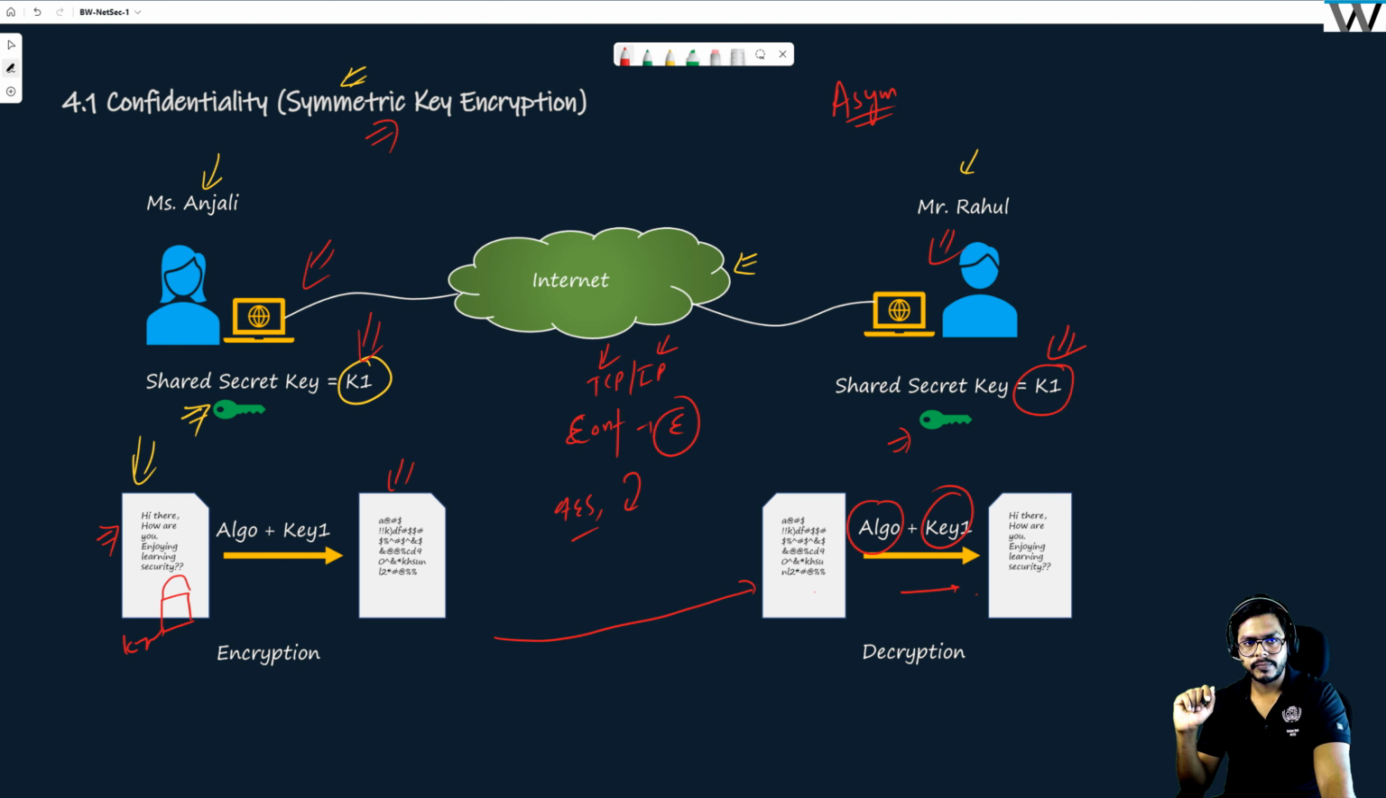So, actually, this question has been partially answered regarding the key and algorithm that is going to be shared. I just wanted to know if this algorithm and the key are going to be shared along with the message, or is this going to be shared beforehand between the two parties? Interesting.